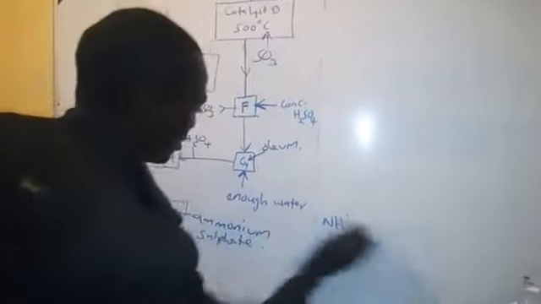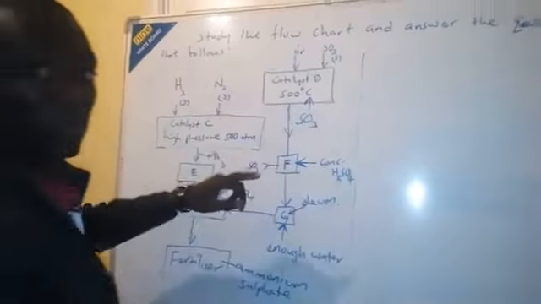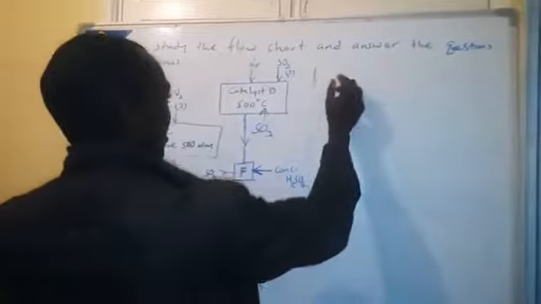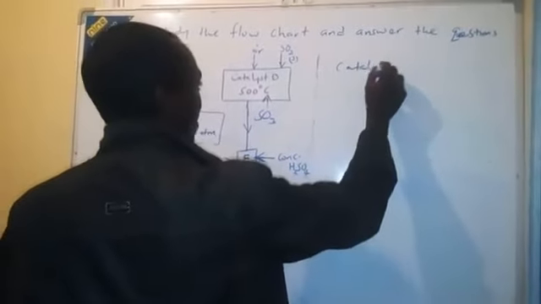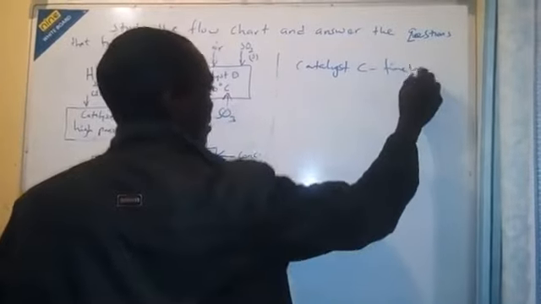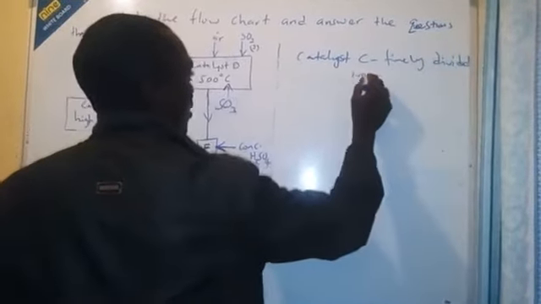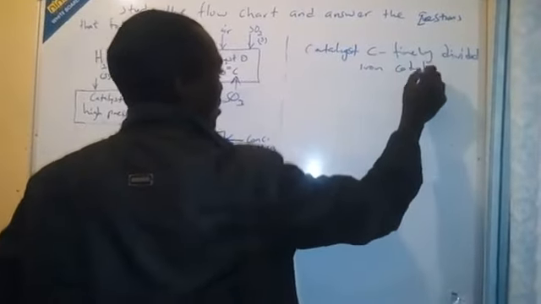We discuss the questions. Number 1, they wanted to know what is catalyst C, which I think I have given the name. Catalyst C is finely divided iron catalyst.